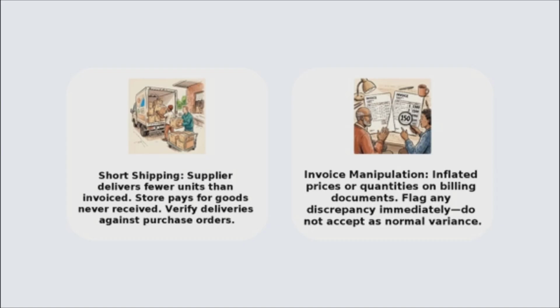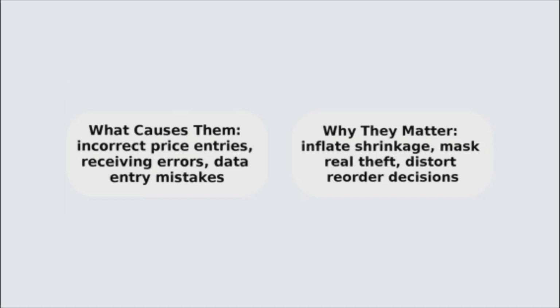Not every inventory discrepancy is theft. Administrative errors, simple mistakes by people doing their jobs, cause a meaningful share of shrinkage. Incorrect price entries, receiving errors, and data entry mistakes create gaps between system and reality. Those errors can hide real theft inside the noise and lead to poor decisions about stock levels and security.